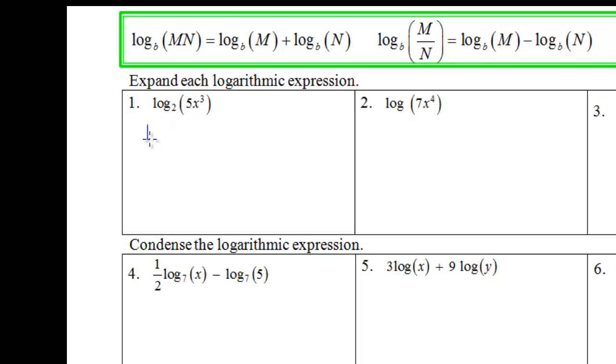So according to the rule, we do the log base 2 of 5, because that's the first value in the product, plus the log base 2 of x to the third power.